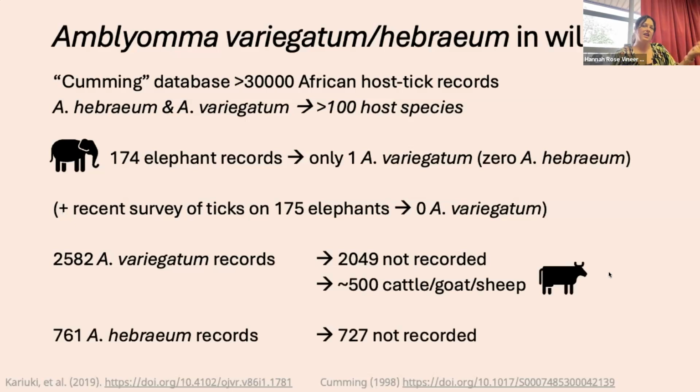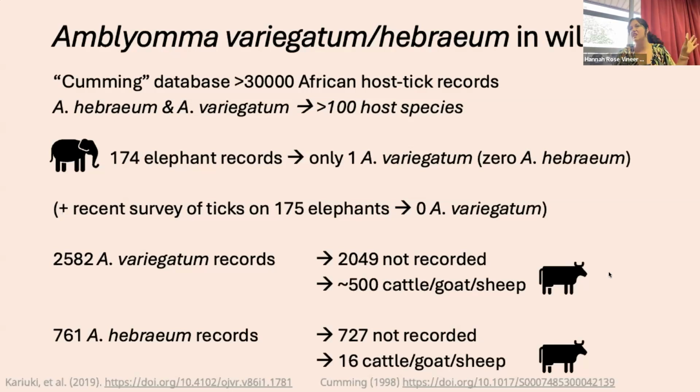And then of the Amblyomma hebraeum records, we have fewer of those because they tend to be localized in southern Africa and less widespread than Amblyomma variegatum across the continent. But of those, most, again, were not associated with a host, but 50% of the remaining ones were recorded on cattle, goats, and sheep. So they do have a broad host range.